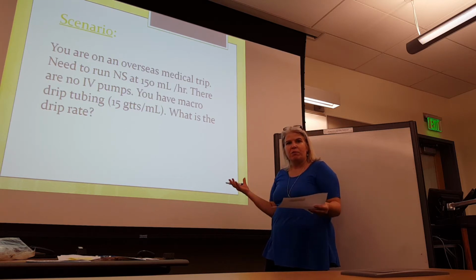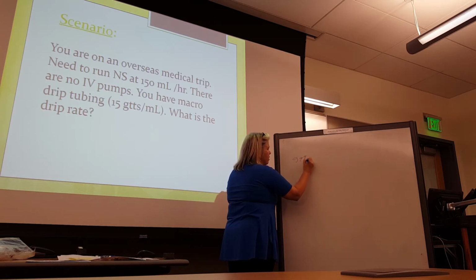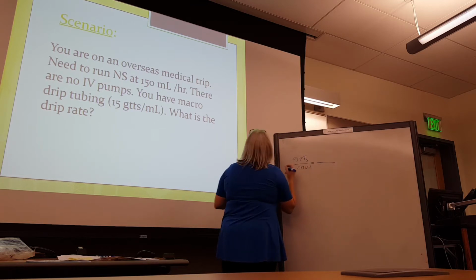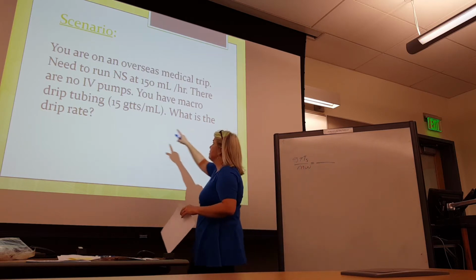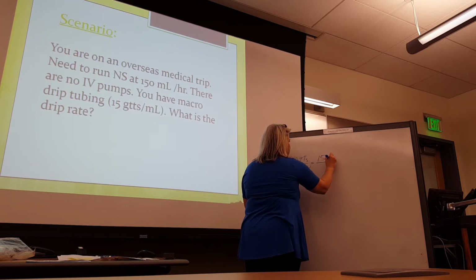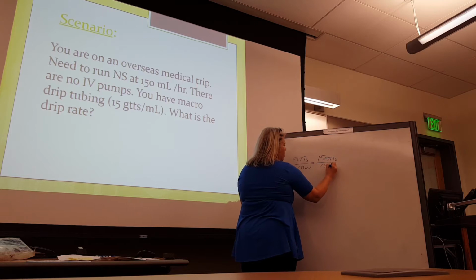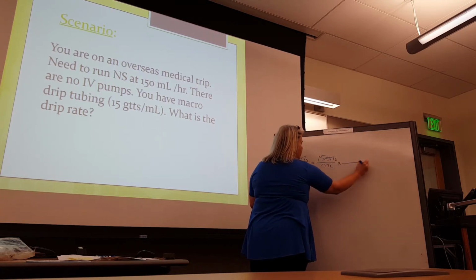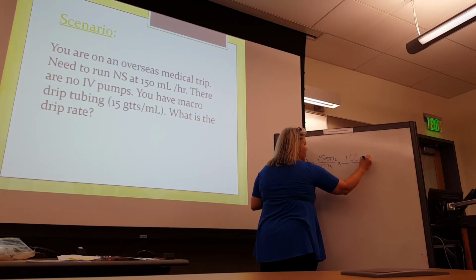Since we don't have a pump, what we're calculating is drips per minute. And now the numerator needs to match this. So what do we see here that matches that? 15 drops. So 15 drops is going to go on the top, and there's 15 drops per mil. Mil is going to go on the bottom. And 150 mils per hour. An hour will go on the bottom.